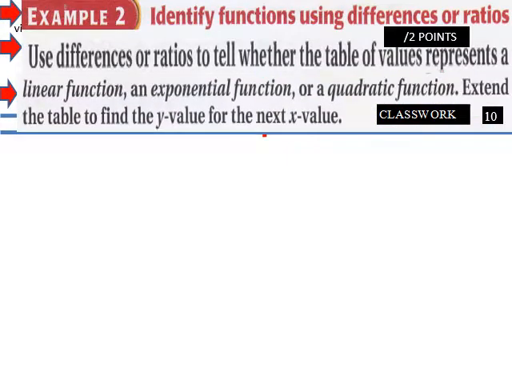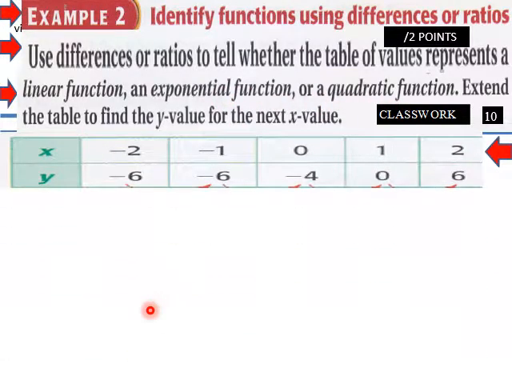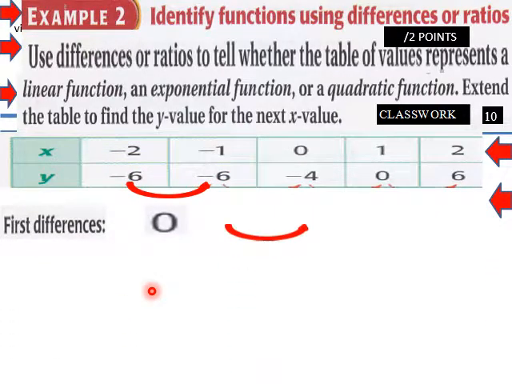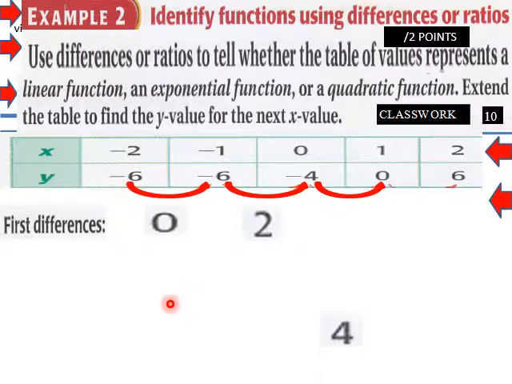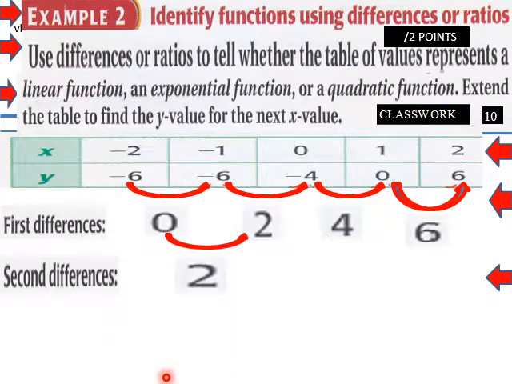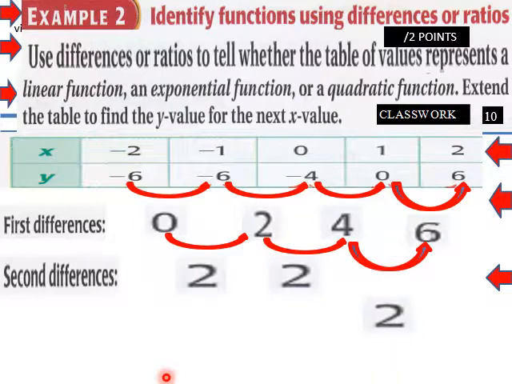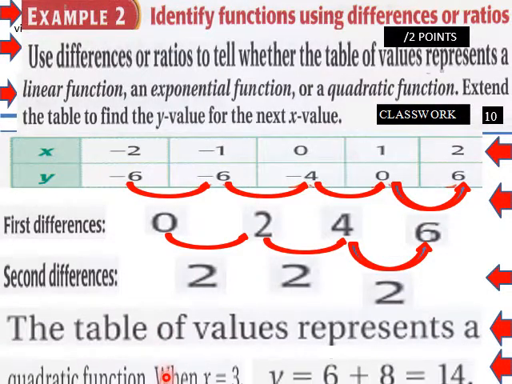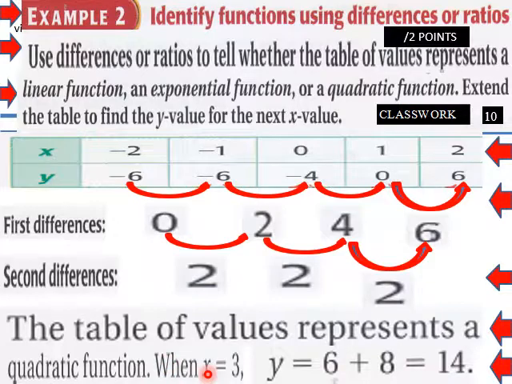Identify functions using differences or ratios. Is it linear, exponential, or quadratic? Extend the table to find the y value of the next x value. Here's a table. The first differences are 0, 2, 4, and 6. The second differences are 2, 2, and 2. That should be a dead giveaway: the table of values represents a quadratic function. When x equals 3, y would equal 6 plus 8, which equals 14. So when x equals 3, y equals 14.